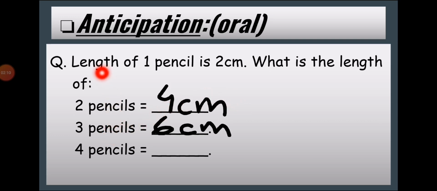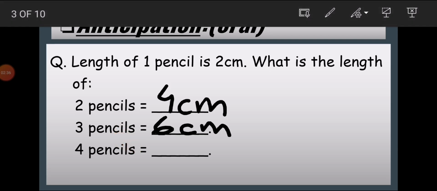4 pencils. Again, length of one pencil is 2 centimeter, and we have to find out the length of 4 pencils. So we can read the 2 times table, or we can count in 2s. We can write 2 four times, but the easy way is to read the times table of 2, or we can read the 4 times table as well. So I'm reading the 2 times table. 2 one time 2, 2 two times 4, 2 three times 6, 2 four times 8. Answer is 8 centimeter.